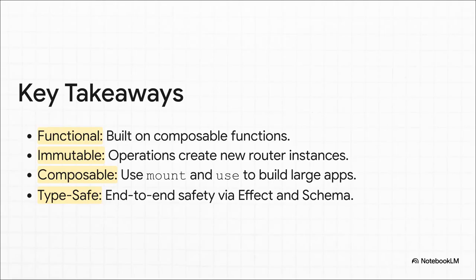So what's the bottom line here? The HTTP router is way more than just a tool for matching URLs. It's built on these core ideas. It's functional and composable, it's immutable so you don't get nasty side effects, and most importantly, it's completely type-safe from the moment a request comes in to the moment a response goes out. It really brings the power of Effect to the edge of your application.